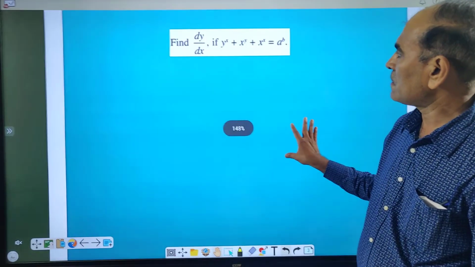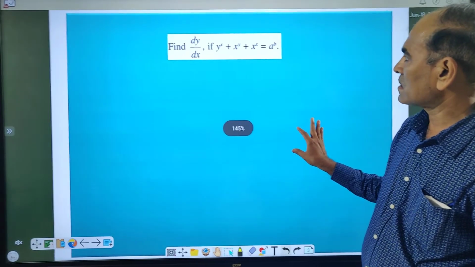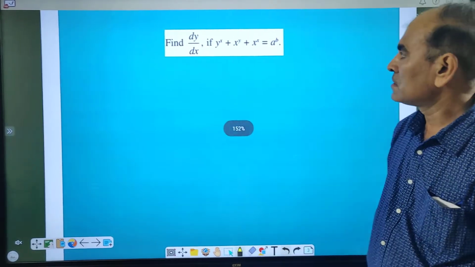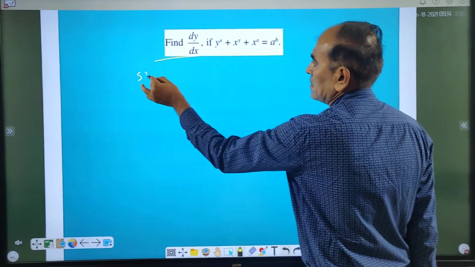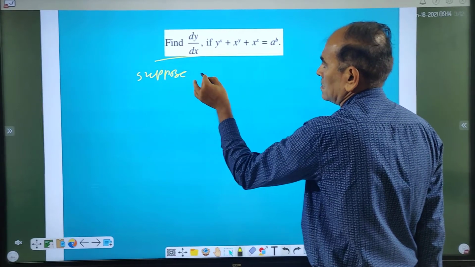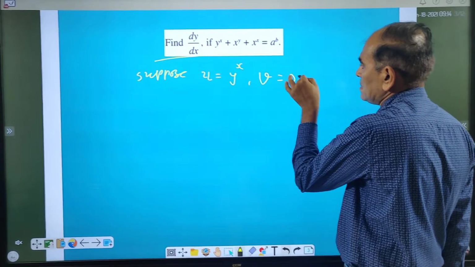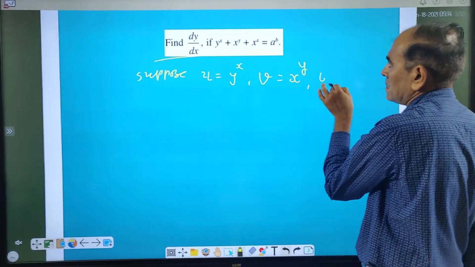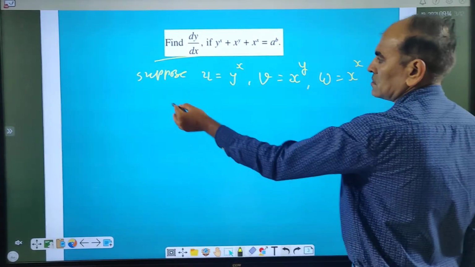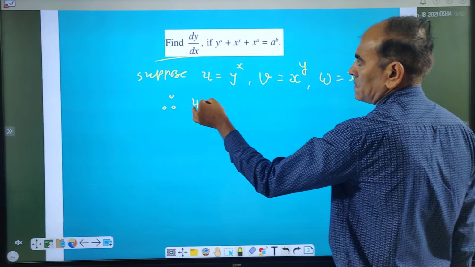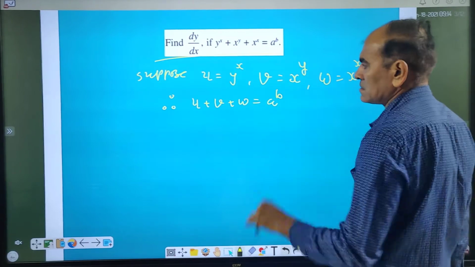See. Find dy by dx if y raised to x plus x raised to y plus x raised to x is equal to a raised to b. Suppose that u is equal to y raised to x, v is equal to x raised to y, and w is equal to x raised to x. So therefore what we get? u plus v plus w is equal to a raised to b.